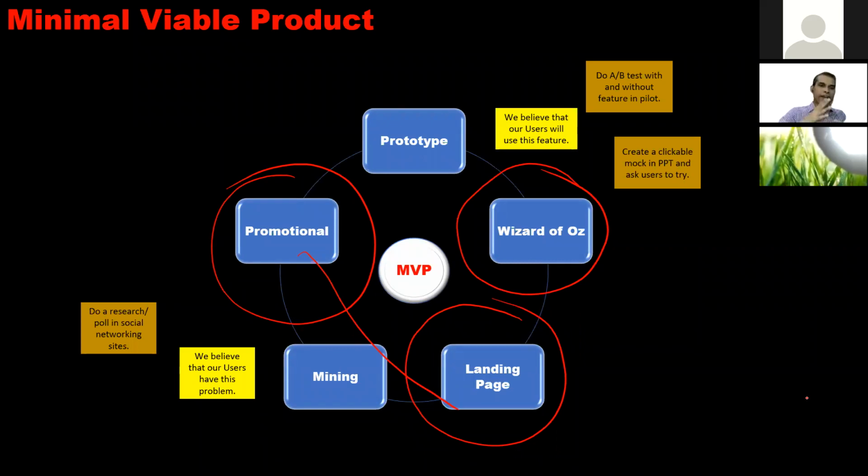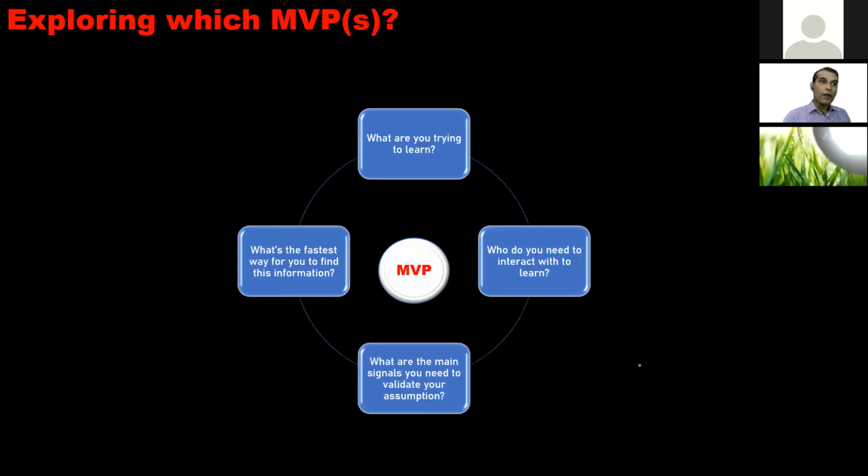So yes, we now know what different kinds of MVPs are, but which MVP to use? Let's take an example. When you're exploring your MVPs, you have to find out different questions. What are you trying to learn? You have to really know that question. Who do you need to interact with to learn that? What are the signals you need to capture to validate the assumption you're learning? And then finally, what's the fastest way for you to find that information?